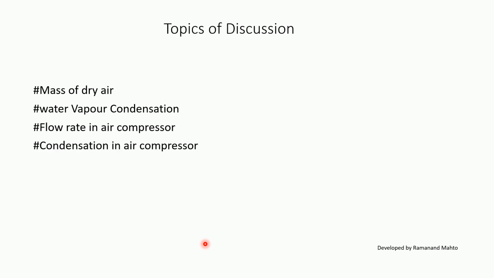Topics of discussion: mass of dry air. We'll see how to calculate mass of dry air. Then next is water vapor condensation. So what are the effects which cause the water vapor condensations? Flow rate in the air compressor. So we have to calculate the flow rate in each stage of compressor, and then how to calculate the water vapor condensation in each stage of the compressor.